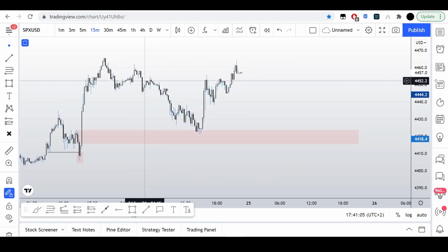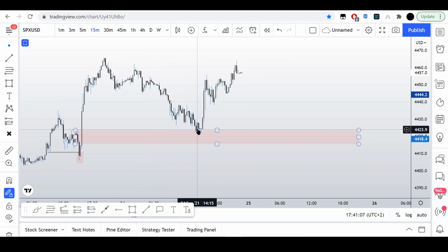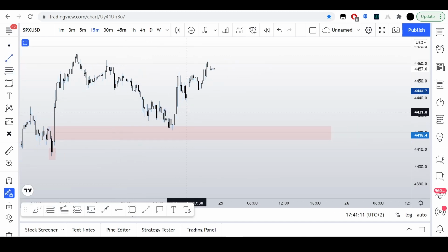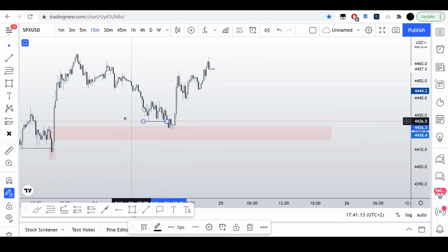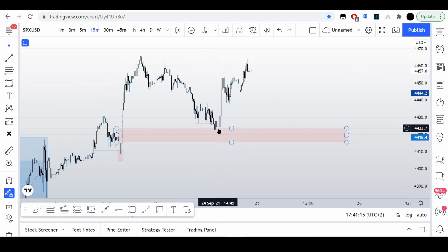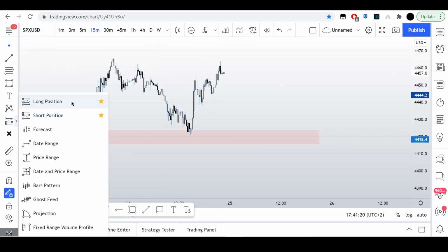So once price came into here around New York session, 15 minutes after New York open, you have a buildup of liquidity. And if I was on the charts, I would have taken this trade. And then you had mitigation right here to go higher.